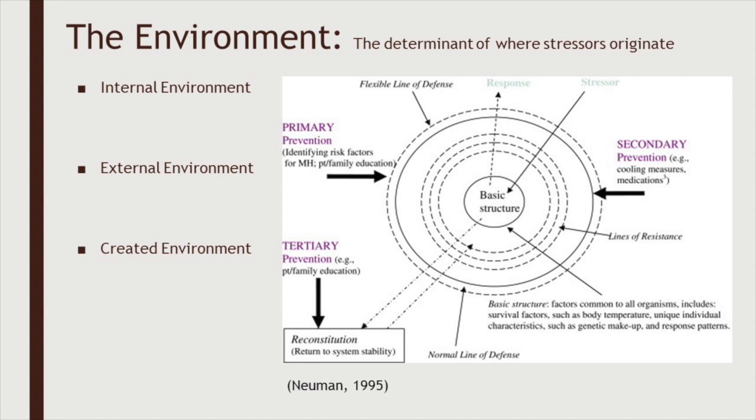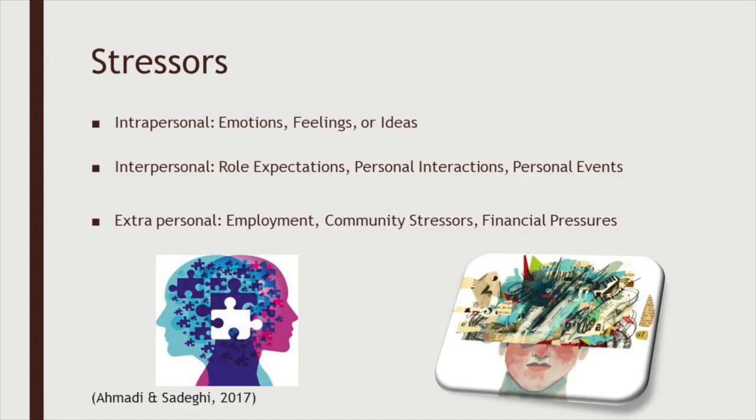The last is the created environment. This is developed by the unconscious mind and is ultimately a symbol of the system as a whole. It can supersede both the internal and the external environments, and the majority of times it acts as a defense mechanism. Now onto stress. Neuman looked at the impact that stressors had on systems and was able to determine 3 main types of stressors.